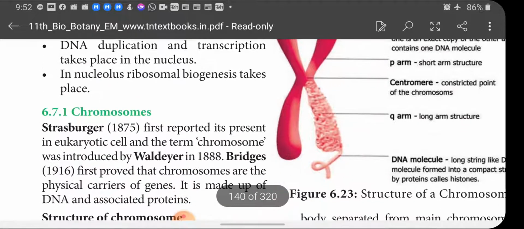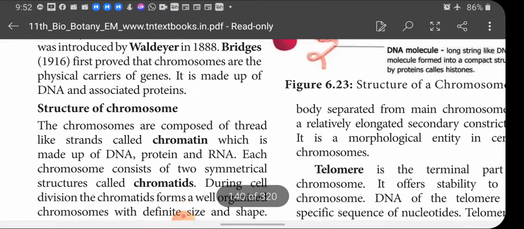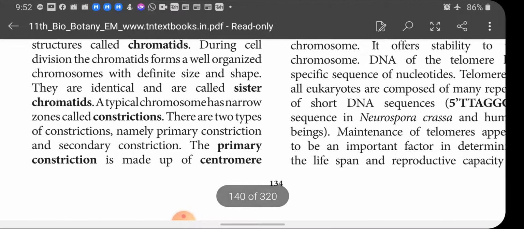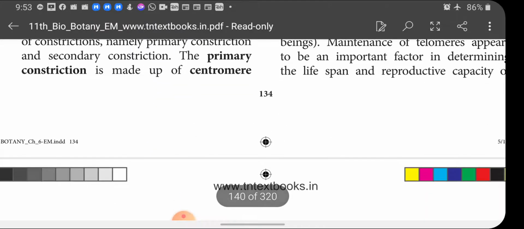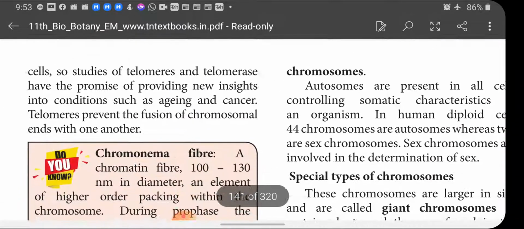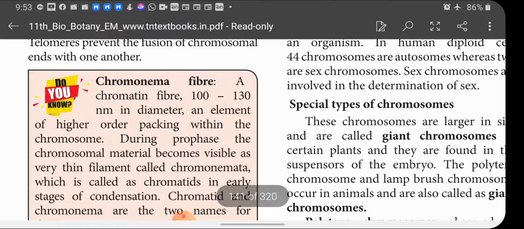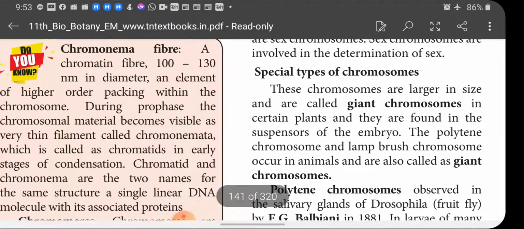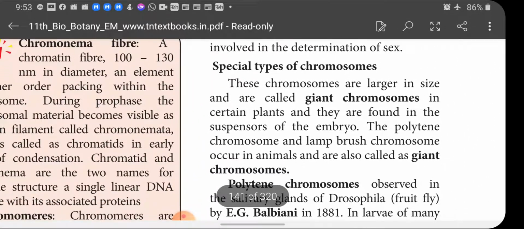And children, about chromosome structure, you already completed it in 10th standard. Since you completed 10th standard, please go through the structure of chromosome by yourself. Suppose there is any doubt, you can ask me. Okay. And next, special types of chromosome.